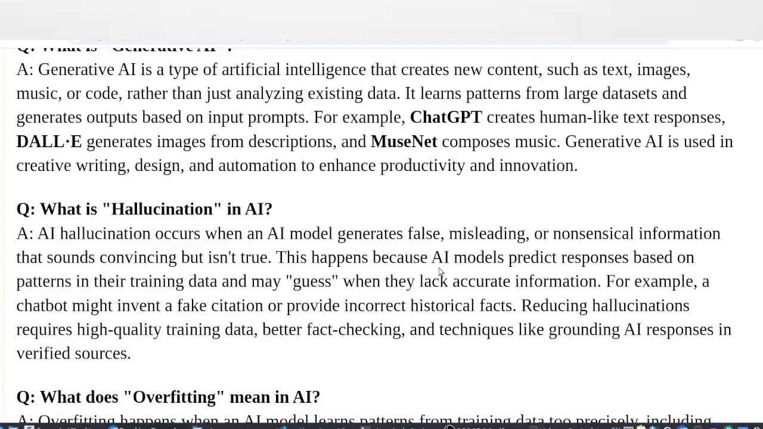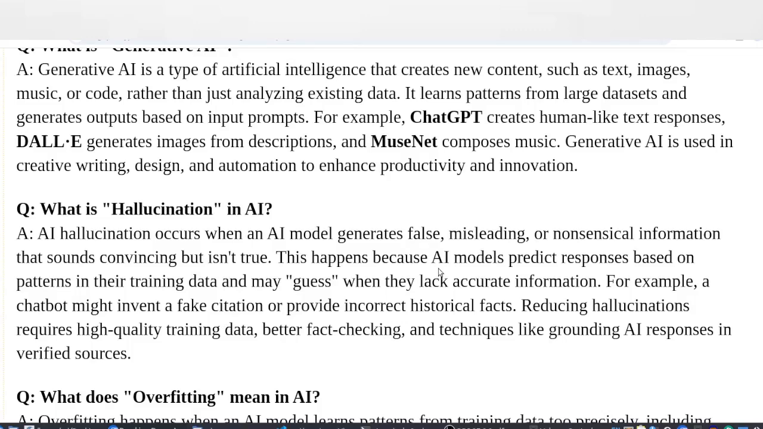What is hallucination? AI hallucination occurs when an AI model generates false, misleading, or nonsensical information that sounds convincing but isn't true. This happens because AI models predict responses based on patterns in their training data and make guesses when they lack accurate information. For example, a chatbot might invent a fake citation or provide incorrect historical facts. Reducing hallucinations requires high quality training data, better fact checking, and techniques like grounding AI responses in verified sources.